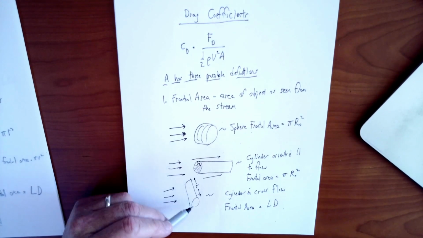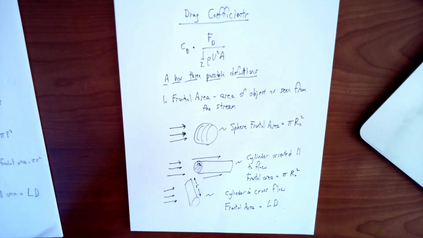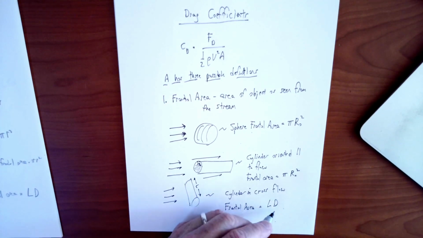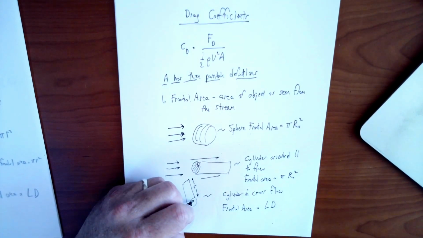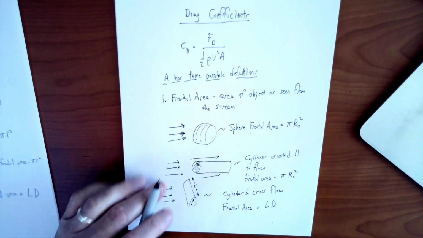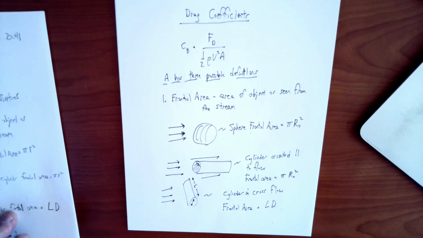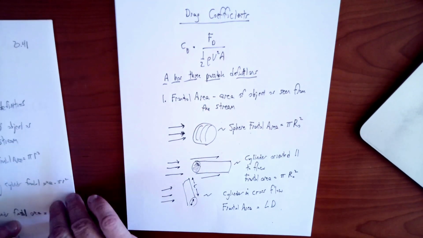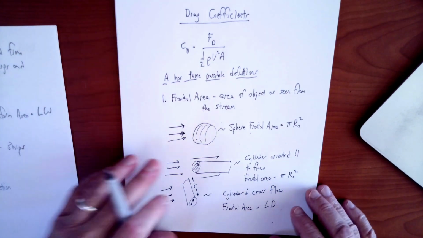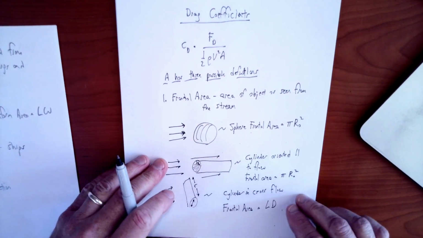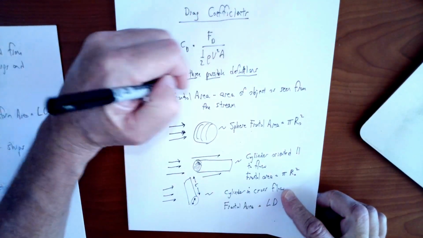If you turn that cylinder so it's in what's called cross flow, oriented perpendicularly to the direction of flow, it now sees a rectangular object with area LD, where D is the diameter of the cylinder and L is its length. So the frontal area would be L times D. That frontal area definition is the one most often used when you're dealing with drag coefficient, so that should be your first instinct.